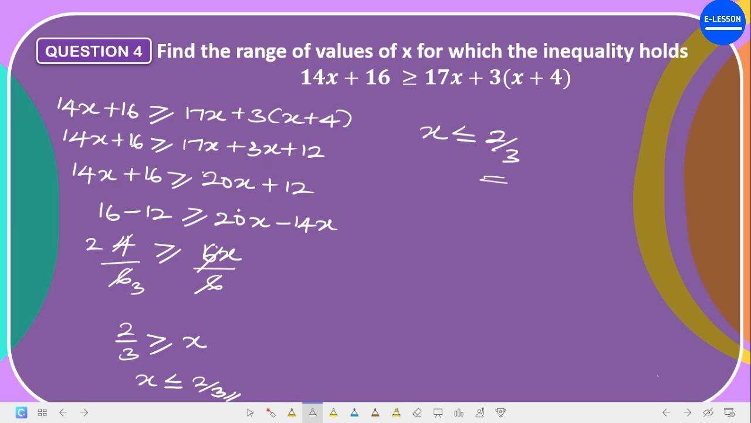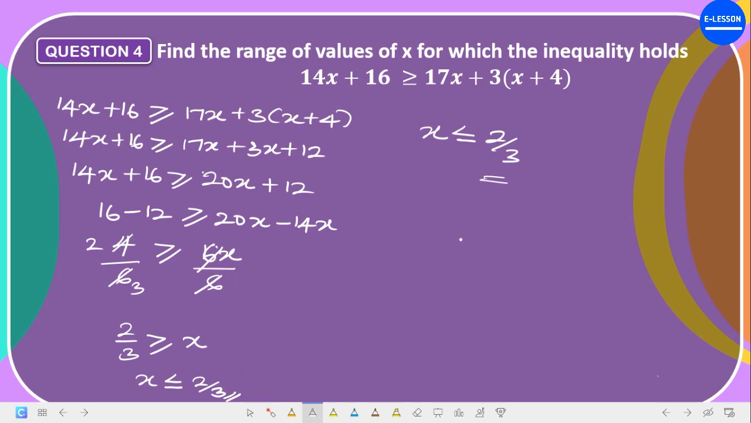Now, the reason why we had to change the sign here: 2 over 3 is greater than or equal to x. If 2 over 3 is greater than or equal to x, it means that x is less than or equal to what? 2 over 3. Just reasoning. It means that x is less than, because it was already greater than. If you want to write it again, you change the sign. x is less than or equal to 2 over 3.